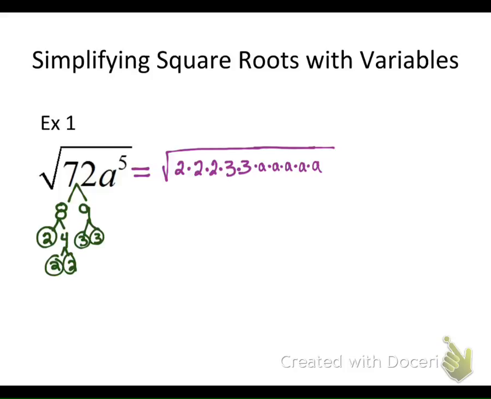Now we go back to our old stuff. What do I do with my factor pairs? Circle the pair. So I'm going to do the exact same thing here. So I have a pair of 2's I'm going to circle. A pair of 3's I'm going to circle. I have a pair of A's I'm going to circle. And another pair of A's that I'm going to circle.